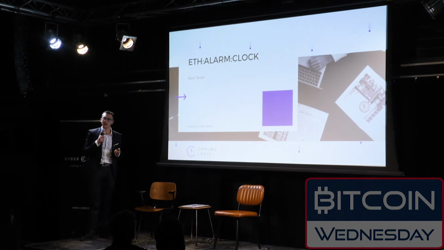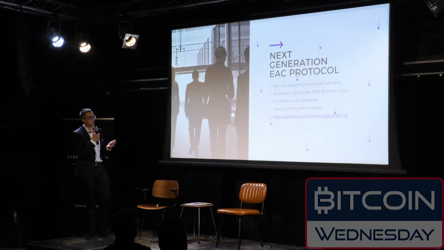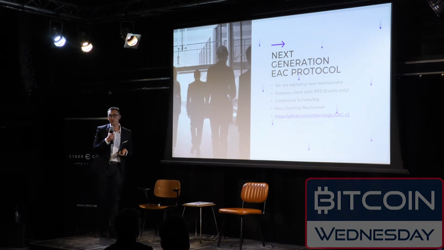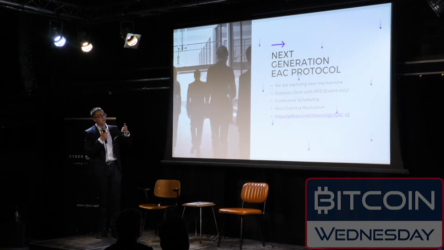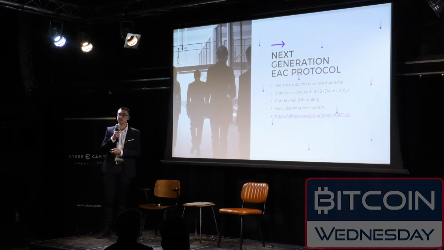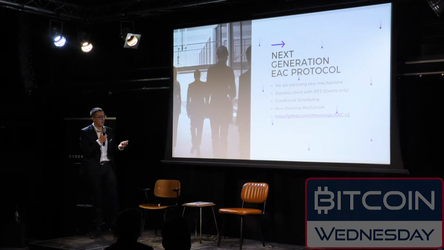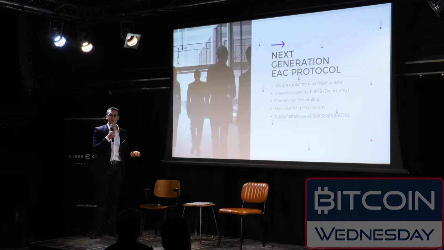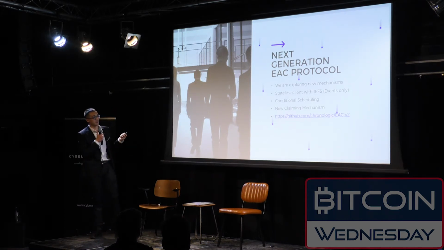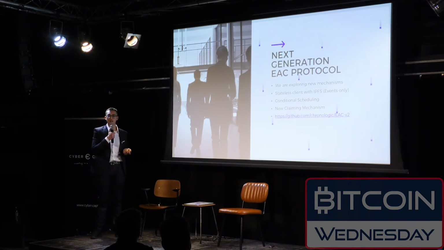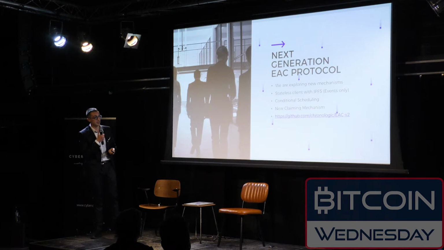And then we're working on improvements as well. We're going into new mechanisms. We want to use IPFS for the storage. As I was saying before about the transaction scanner, we want to bring off as much as we can to events and have a stateless protocol. We're also working on different kinds of scheduling, so not just time, but conditions as well. And we want to come up with a new claiming mechanism because the one we have now is not very ideal. So if you want to see our new experiments, you can check out our GitHub repository at ChronoLogic/EACv2.